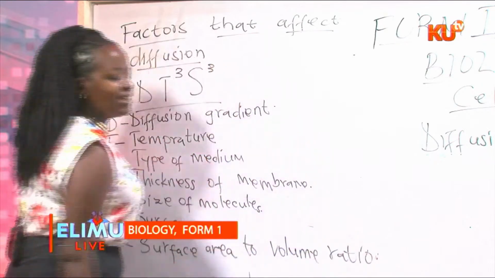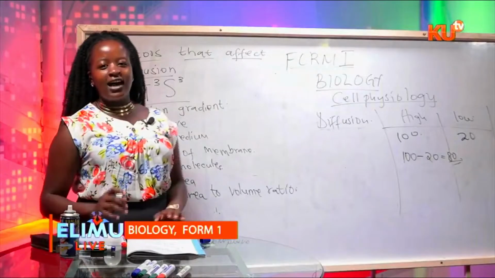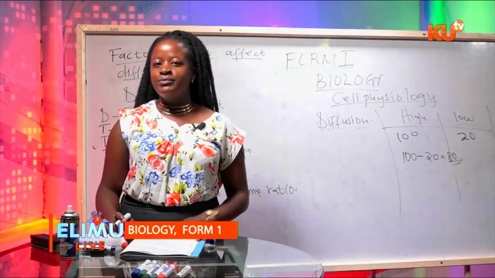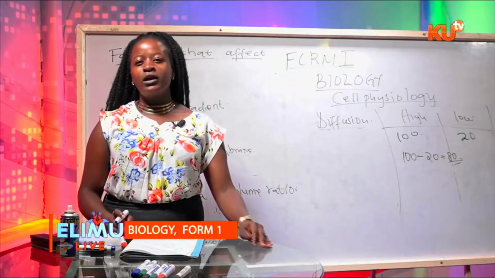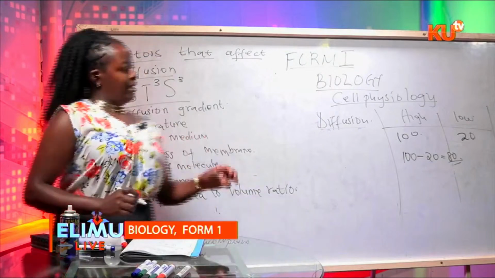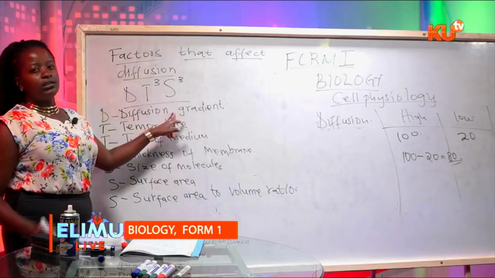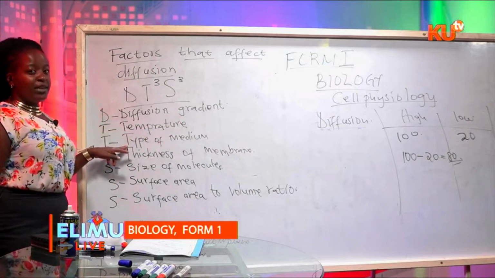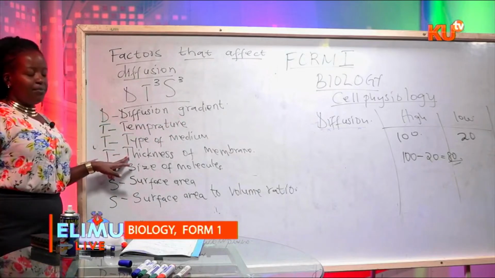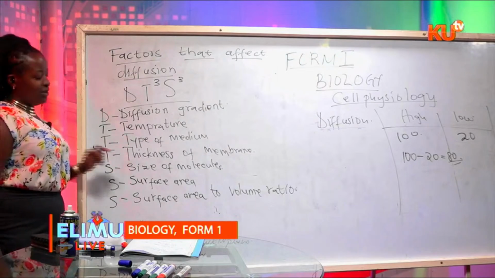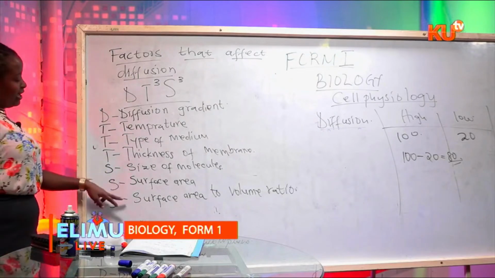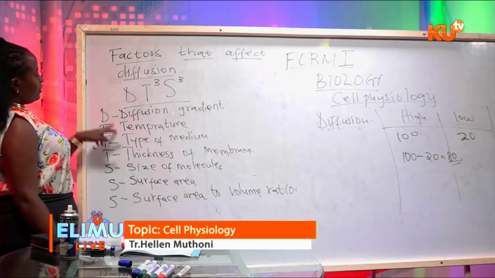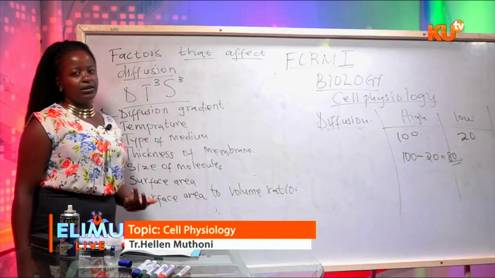So these are the 7 factors that affect the rate of diffusion. So we can state them first, then we are going to explain each of them. Diffusion gradient, also called concentration gradient, temperature, type of medium, thickness of membrane, size of molecules, surface area, and lastly, surface area to volume ratio. We're going to start with diffusion gradient.